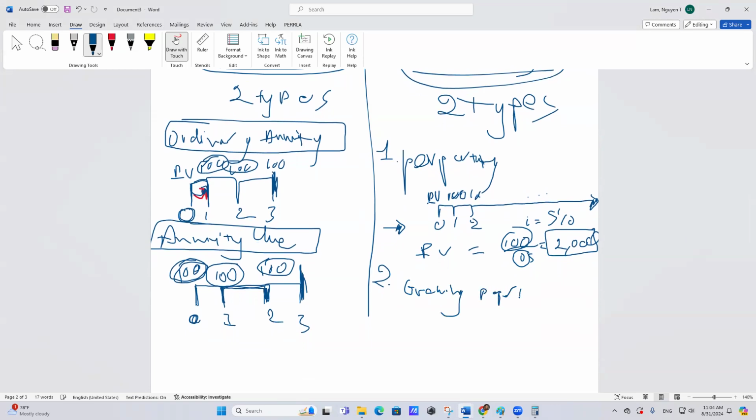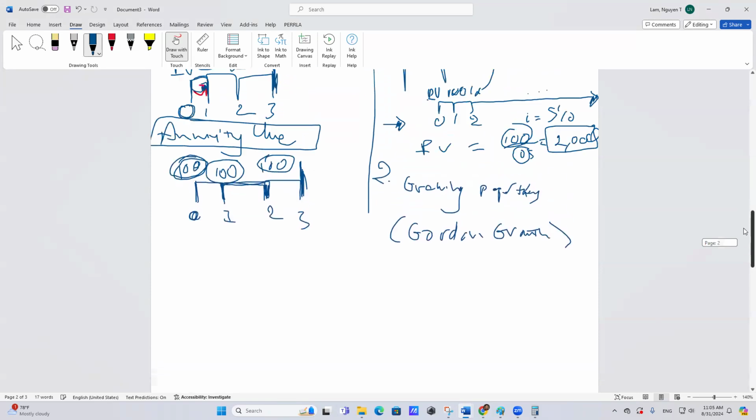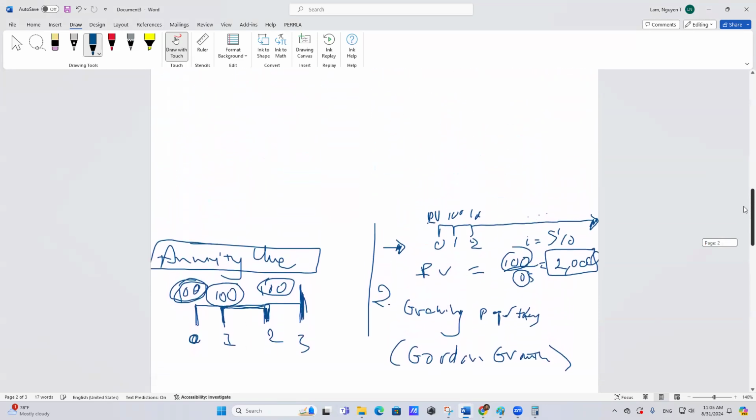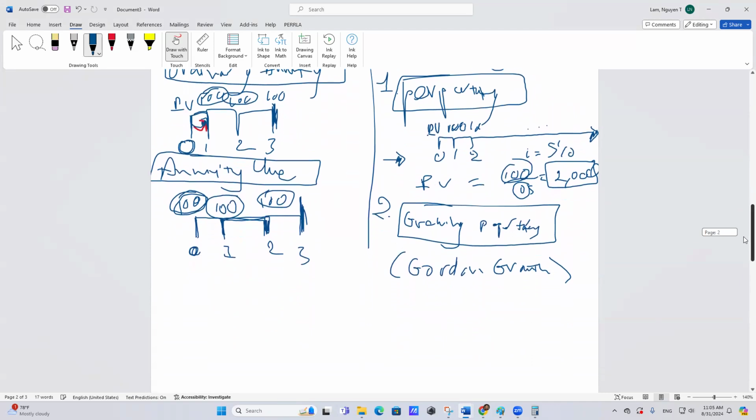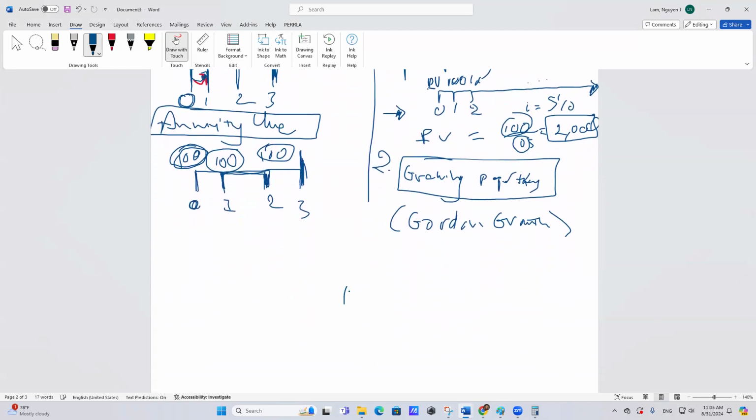Growing perpetuity, also known as Gordon growth. Okay, so what's the difference? The difference between the regular perpetuity and the growing perpetuity, or Gordon growth, is that, let's say, you will continue to receive $100 from now on, forever.